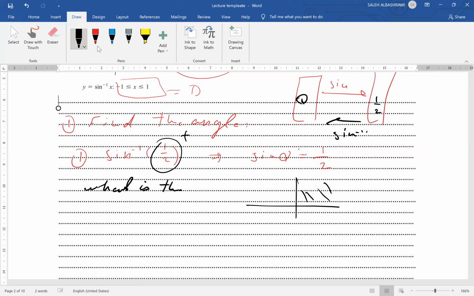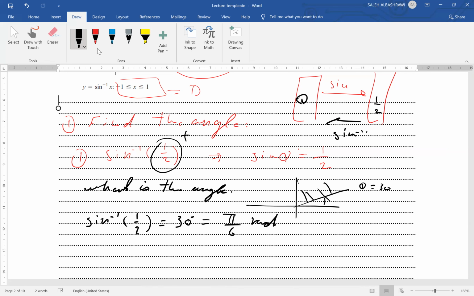What is the angle? We have to keep in mind that if we are given the inverse function or inverse trigonometric function, we are looking for the angle. Now, sine inverse of 1/2: in the first quadrant, theta equals 30. So sine inverse of 1/2 is equal to 30 degrees, or pi over 6 radian.